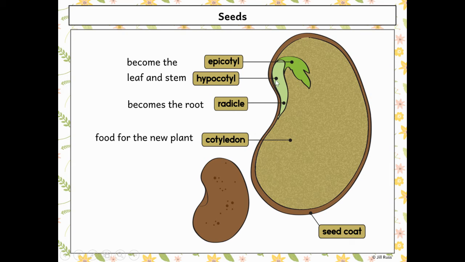So here is the baby plant growing. Here is what's called the radicle that becomes the root. It's going to grow down into the ground. And then here is the next part, which is the food for the new plant called the cotyledon. So inside that seed is the new plant, the beginning of its root, and then lots of food to help it grow.